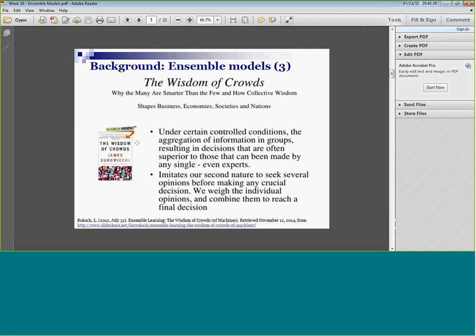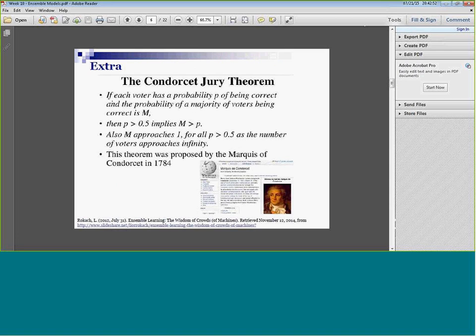So we use the wisdom of crowds as one aspect of decision making in that course, and here it is resurfacing. In fact, Dean Abbott's book, which is quite good on predictive analytics, talks about the wisdom of crowds. The wisdom of crowds dates back to the Condorcet jury theorem. If each voter has a probability P of being correct, and the probability of the majority of voters being correct is M, then P greater than 0.5 implies M greater than P. In other words, if each of the jurors has a probability greater than 0.5 of being correct, then M, the overall majority, will have a probability greater than P.